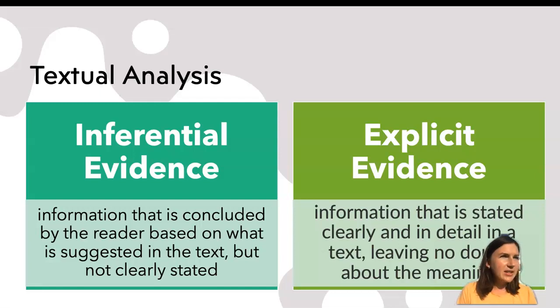The other thing to consider as we are analyzing texts is inferential versus explicit evidence. Inferential evidence is information that is concluded by the reader based on what is suggested in the text, but it might not be clearly stated. So think about when you make an inference, you're making an educated guess, you're inferring. It's not explicitly there, but you're making your best educated statement or guess based off of evidence. Explicit evidence is information that is stated clearly and in detail in a text, leaving no doubt about the meaning.